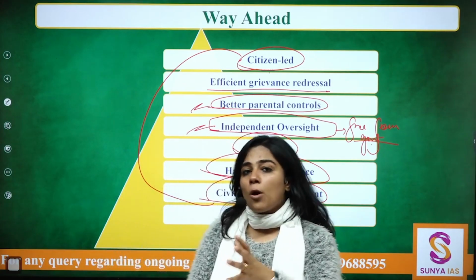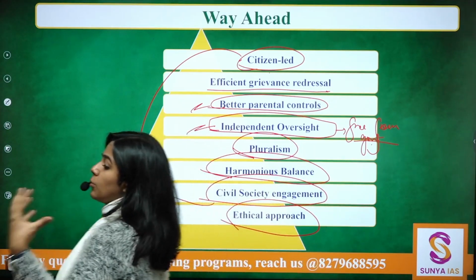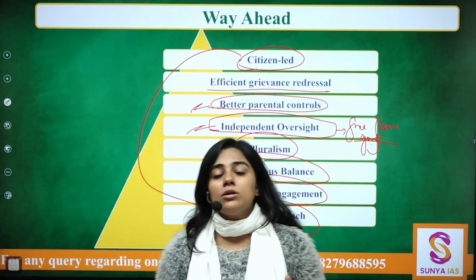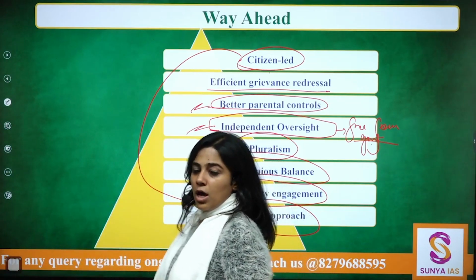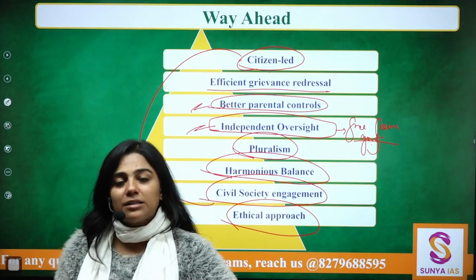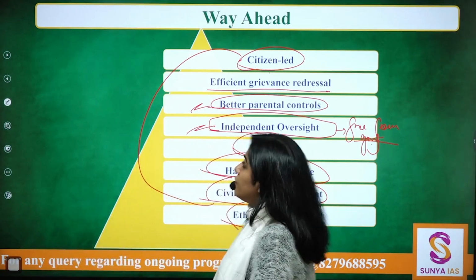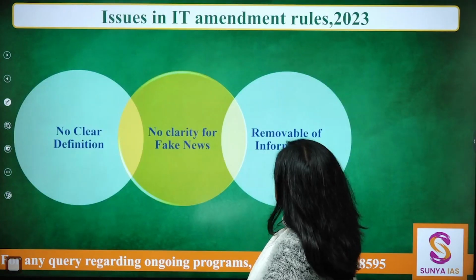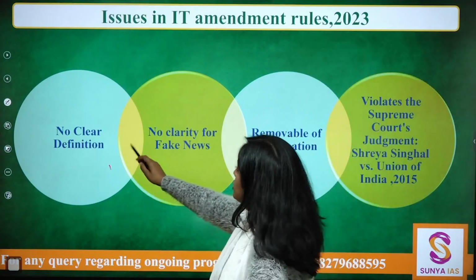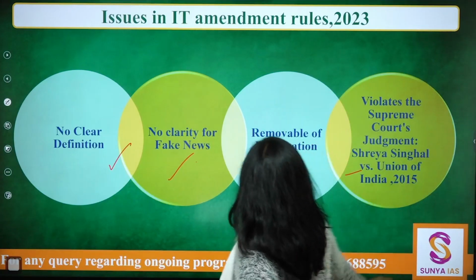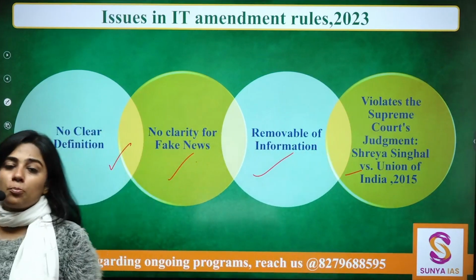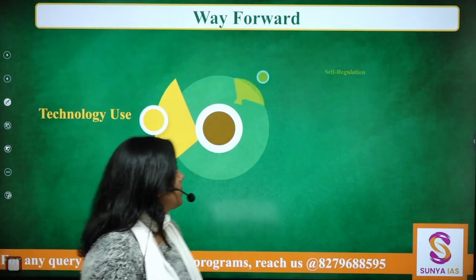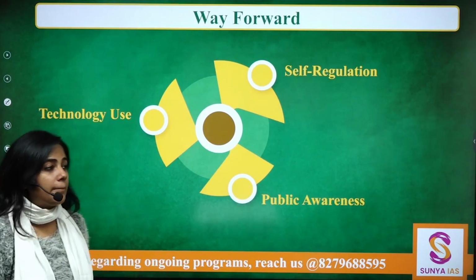Right? It's not a problem if you are going for a censor board like body for the OTT platforms. That is not a problem. But you cannot stifle dissent through it. You can maintain public morality. That is not a problem. But you cannot stifle dissent through it. So these are the same issues: no clear definition, no clarity for fake news, removable information, and Supreme Court directives are being violated. And a similar way forward applies here as well.